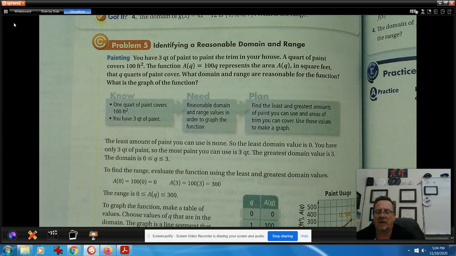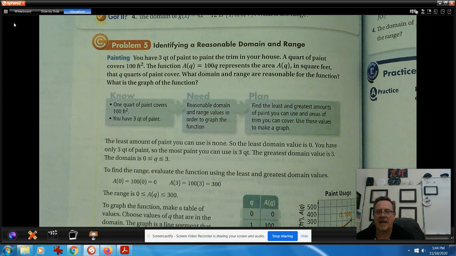Now let's go to the other side. Would it make sense to plug in negative values for your Q? No, because I don't even want to guess what it means to have negative quarts of paint. I can't have negative quarts of paint. I could have 0. I maybe am lazy and I don't want to open a can, so I have 0 quarts. But we have 3.